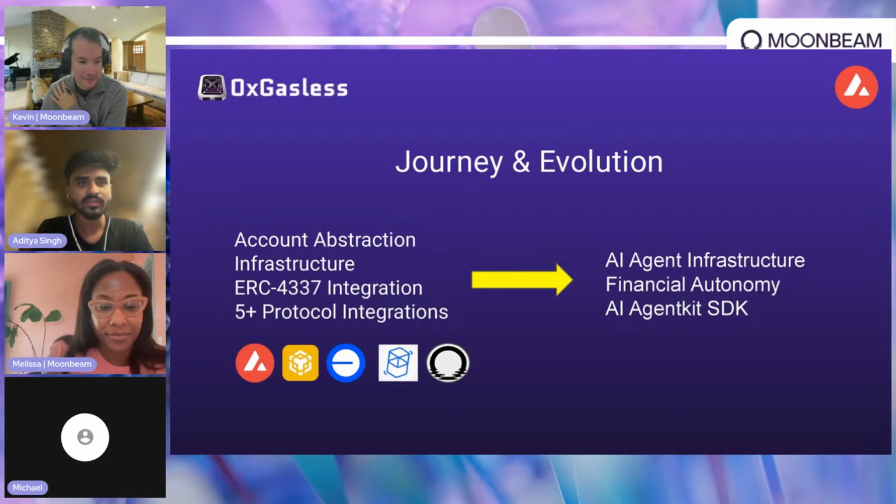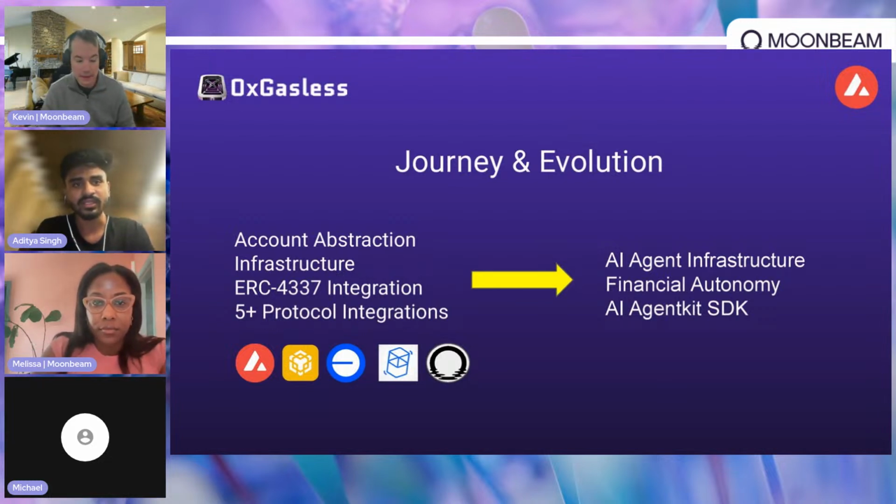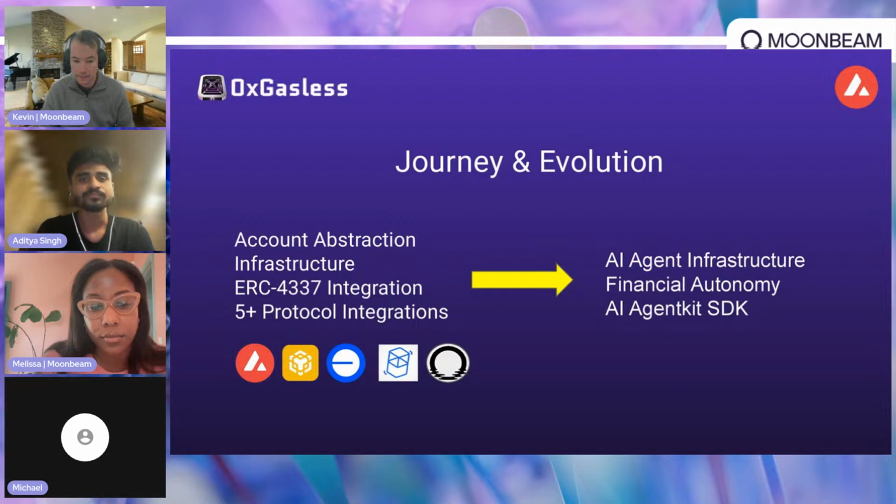I'll start with a quick introduction of 0xGasless, from how we started our journey with the gasless infrastructure and evolving to the AI AgentKit. Previously we were a gasless account abstraction infrastructure. We have integrated ERC 4337 and deployed it. We have integrated 5+ protocols, which are Avalanche, BNB, Base, Phantom, and Moonbeam. So we have deployed this gasless infrastructure on Moonbeam too.